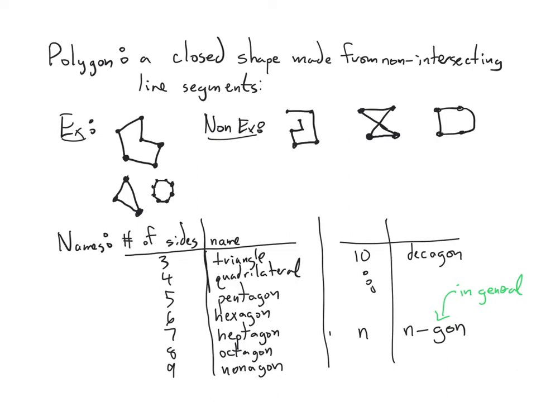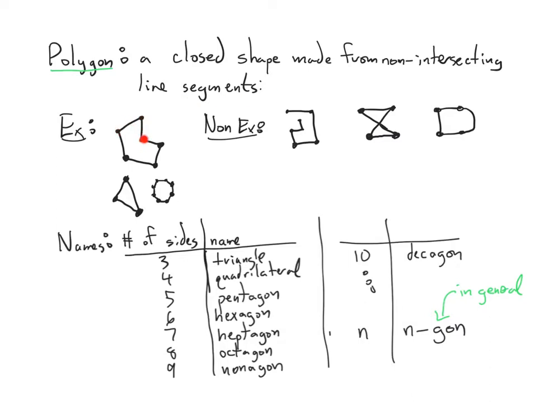Okay, we're going to talk about polygons and the angles of vertices of polygons. So let me tell you what a polygon is. A polygon is a closed shape, and it's made from non-intersecting line segments. So here are 3 examples of polygons.